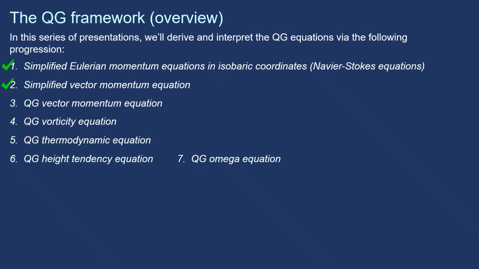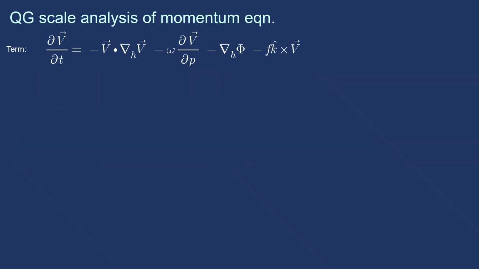So far, on our path to deriving and interpreting the QG equations, we have written down the simplified Eulerian momentum equations in isobaric coordinates, and we have combined those two component equations into a simplified vector momentum equation. The next step will be to take that simplified vector momentum equation and express it in the QG sense by making a series of assumptions in the process of doing that.